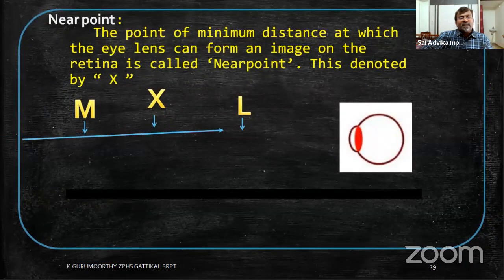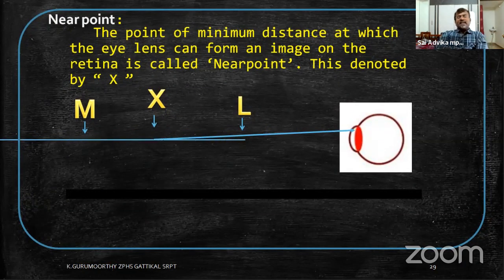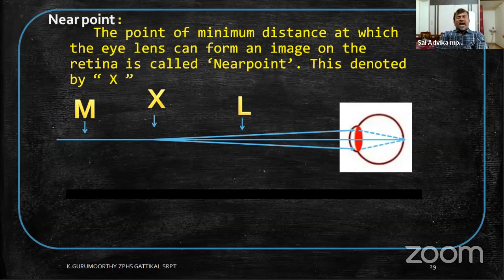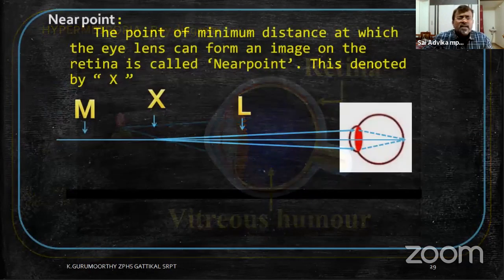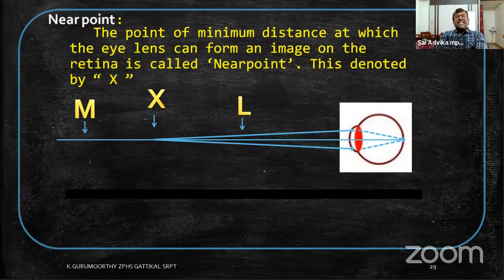See, in this case, like the far point, we have to define the near point. What is it? The near point is related to hypermetropia. The point of minimum distance at which the eye lens can form an image on the retina is called the near point. This is denoted by X. See, this is the least distance of distinct vision. Let us suppose this is the far point. This is the near point. That means up to this, for example, an object is kept at L.